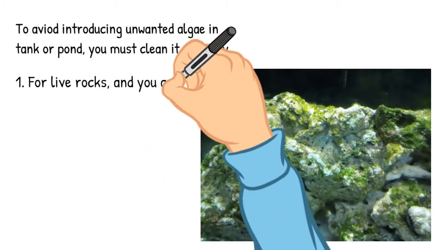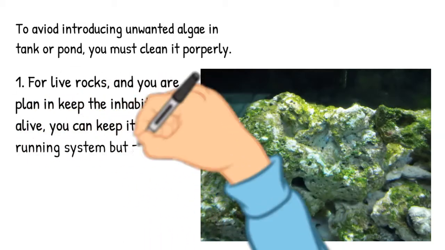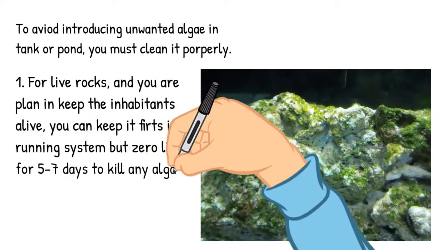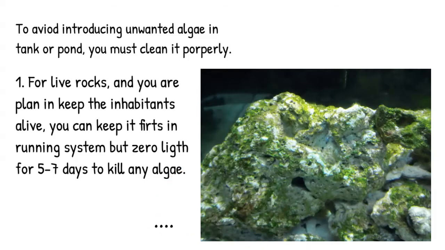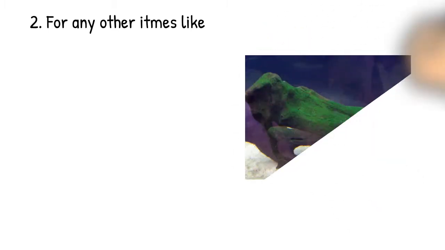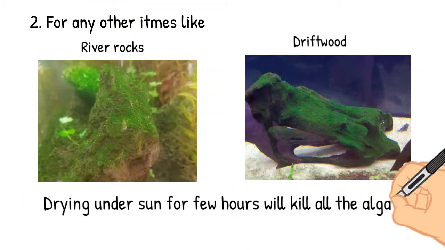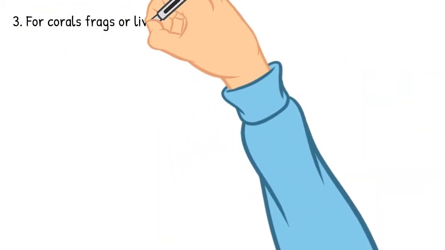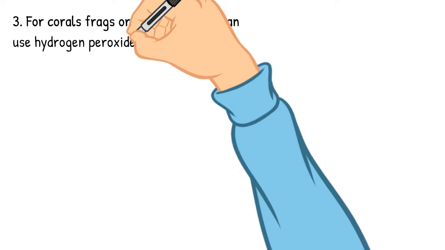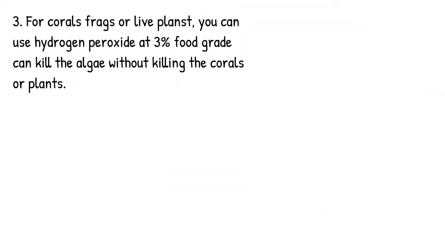For live rocks, if you are planning to keep the inhabitants alive, you can keep them first in a running system with zero light for 5 to 7 days to kill any algae. For any other items like driftwood and river rocks, drying under the sun for a few hours will kill all the algae. For corals, frogs and live plants, you can use hydrogen peroxide at 3% food grade. It can kill the algae without killing the corals or plants.